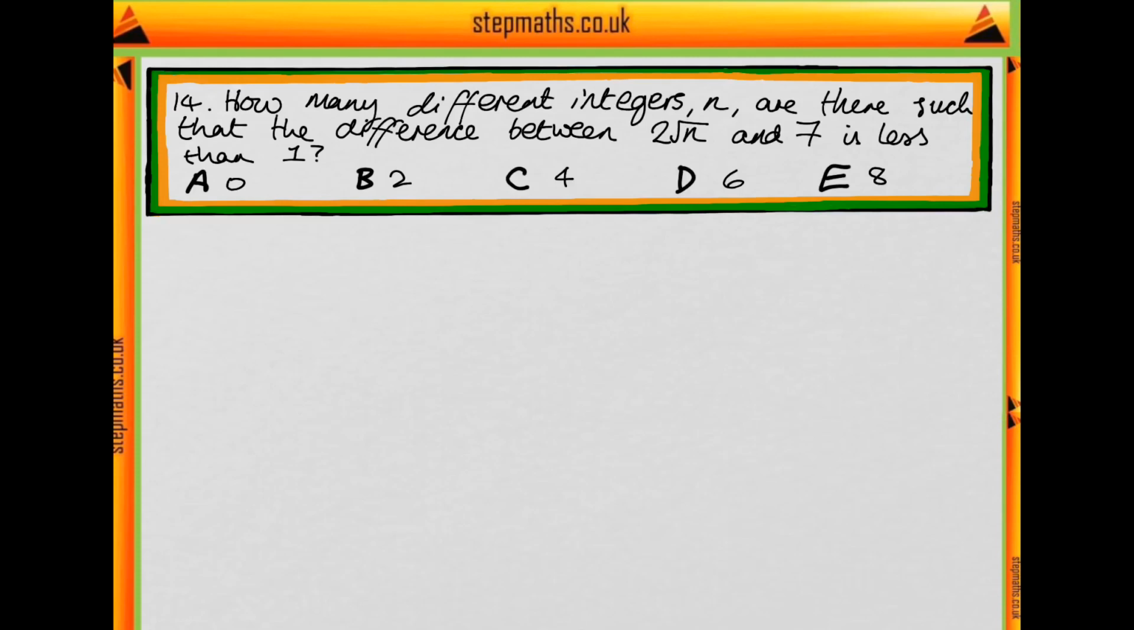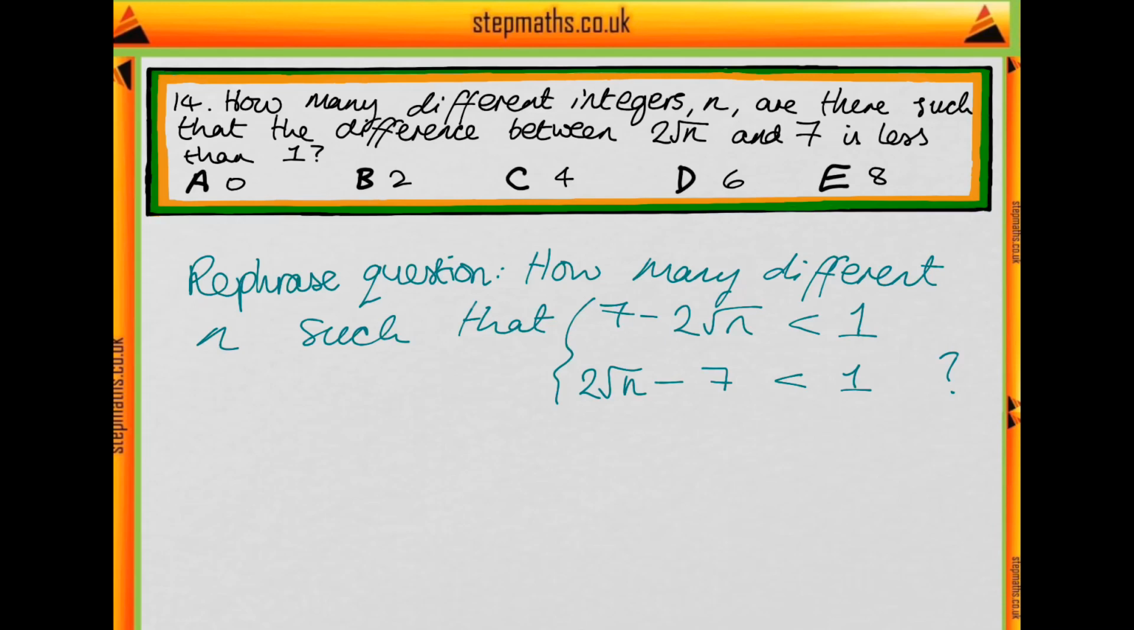so we're going to rephrase the question in a way that's easier to understand. So what we're really asked to do is to find how many n there are such that the difference, which is just subtracting one from the other, notice we don't know which is bigger, so we need to consider both 7 minus 2 root n and 2 root n minus 7, and we want that difference to be less than 1. The important thing is that you understand that when we say difference in maths, we mean one subtract the other. So we have these two inequalities.